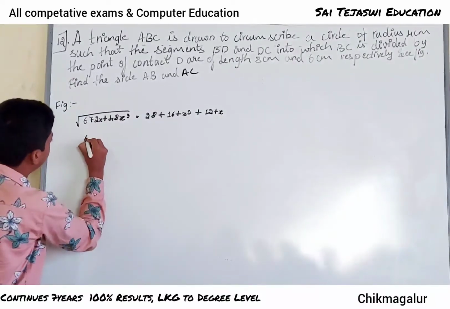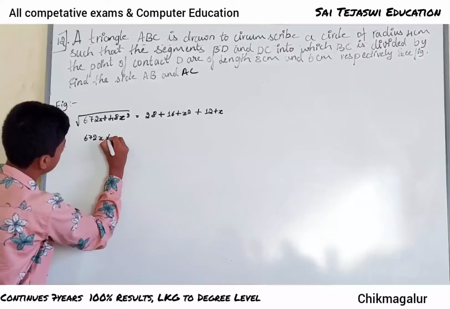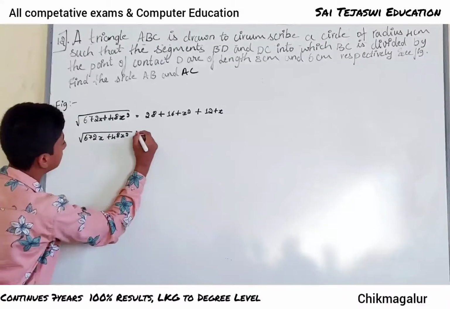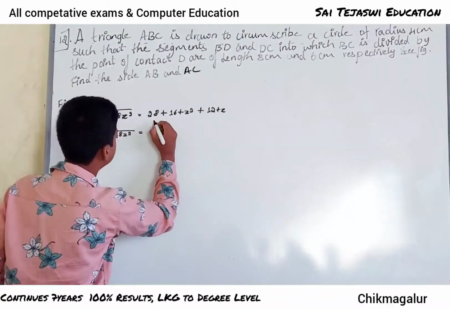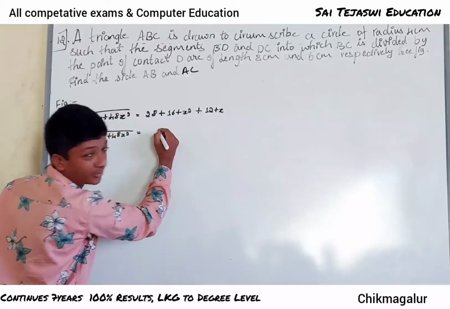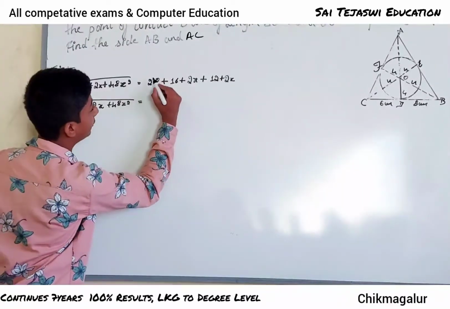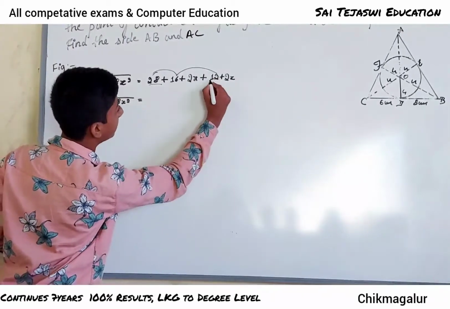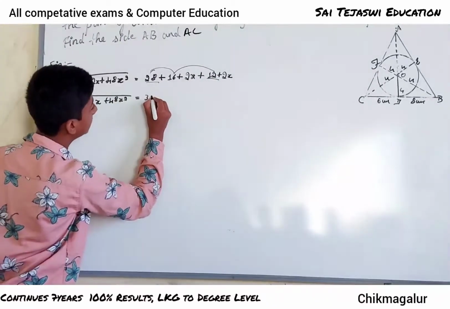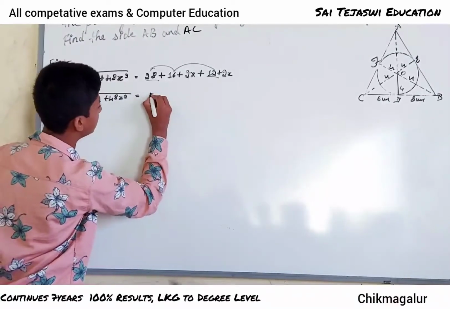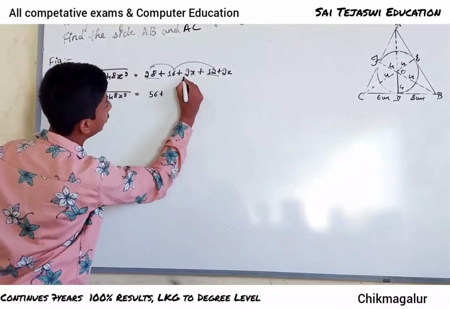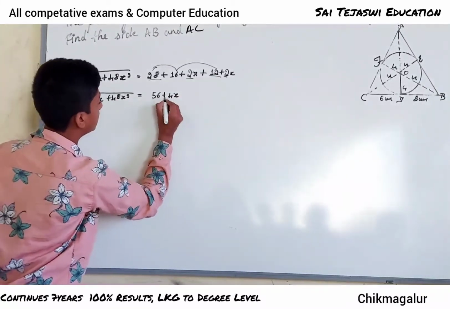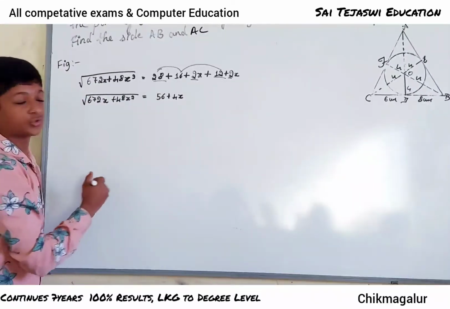So now we'll write it as it is. x square is equal to, so now we will add this and this. 28 plus 12 will become 40. Again 40 plus 16 is 56, plus 2 plus 2 is 4, and x and x is as it is. We got this value. Now we should square on both sides.